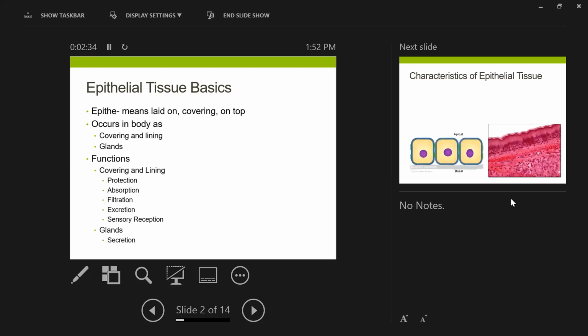Now, here are some other functions. They're used for protection, absorption, filtration, excretion, sensory reception, and as I said, secretion for glands.